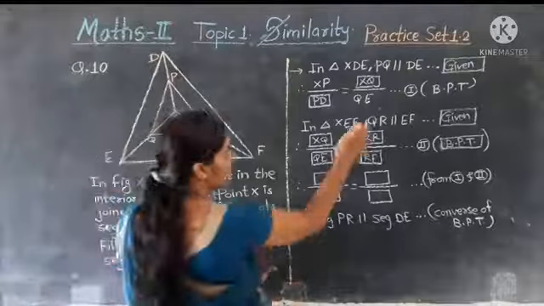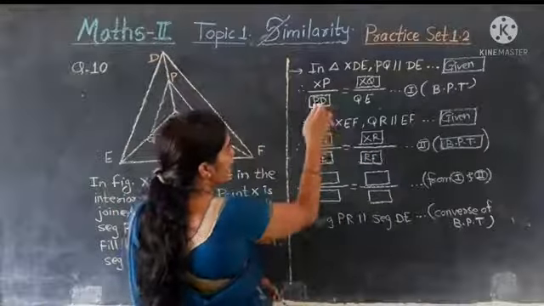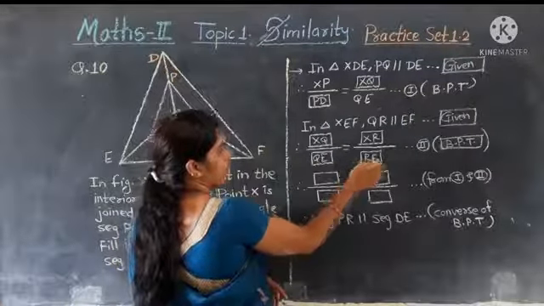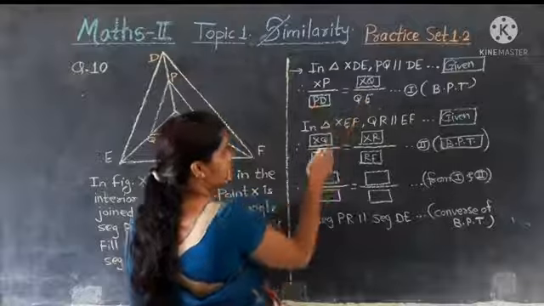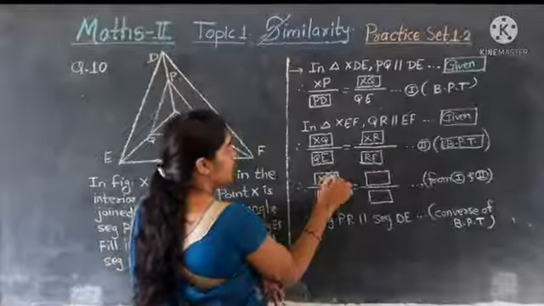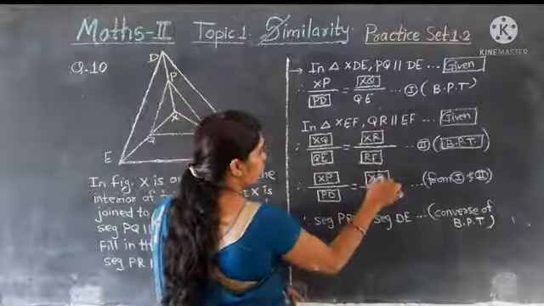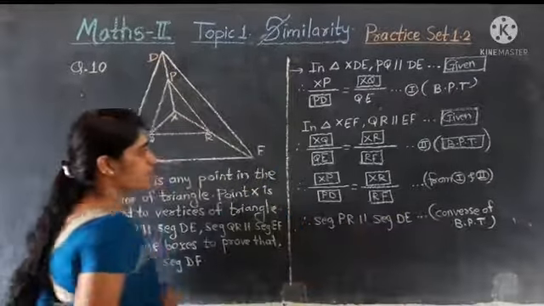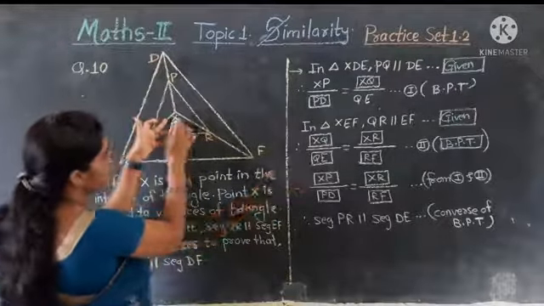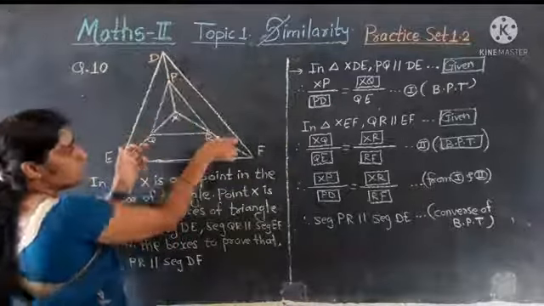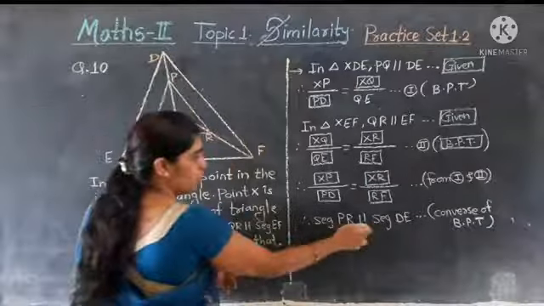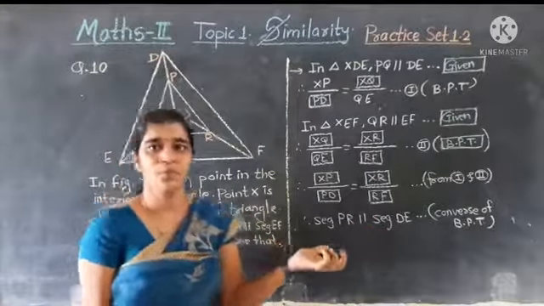Now observe equation 1 and equation 2. XP upon PD is equal to XQ upon QE, and XQ upon QE is equal to XR upon RF. The first ratio is equal to the second and the second is equal to the third, therefore the first and third are equal. Therefore, XP upon PD is equal to XR upon RF. These two ratios are the same, therefore by the converse of the BPT theorem, these two lines are parallel. PR is parallel to DF. Hence the proof. Very simple.